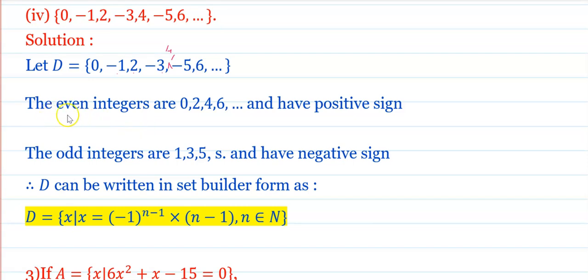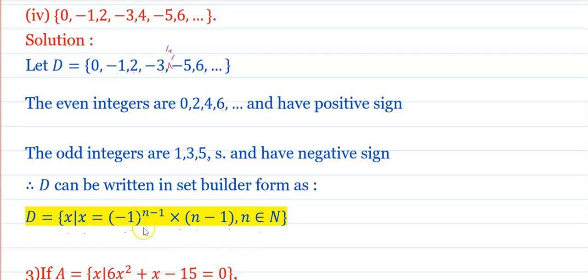The even integers 0, 2, 4, 6 have the positive sign. Odd integers 1, 3, 5 have the negative sign, and therefore D can be written in set builder form as D = {x such that x = (-1)^(n-1) (n-1), where n belongs to the set of natural numbers}.